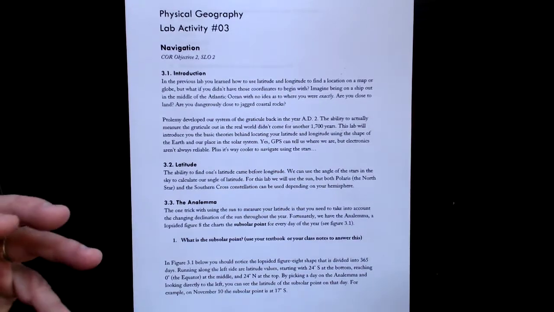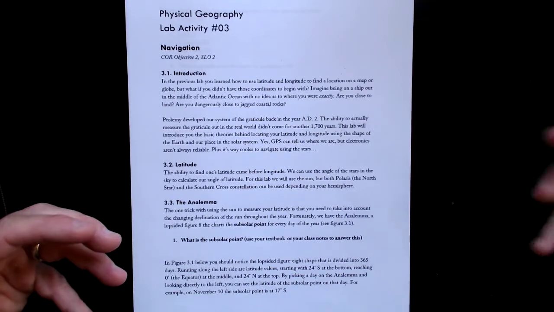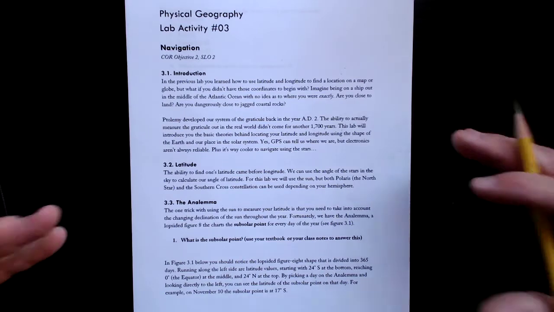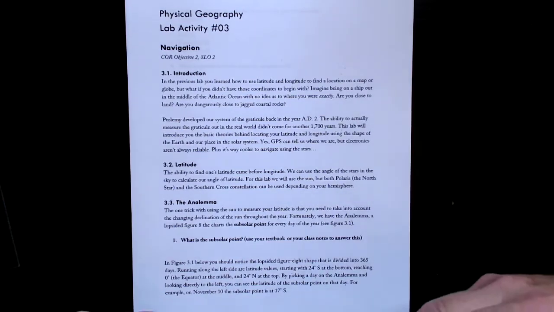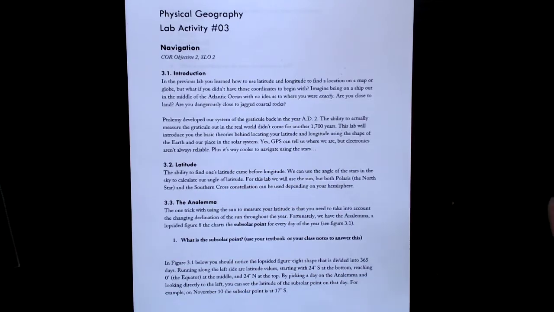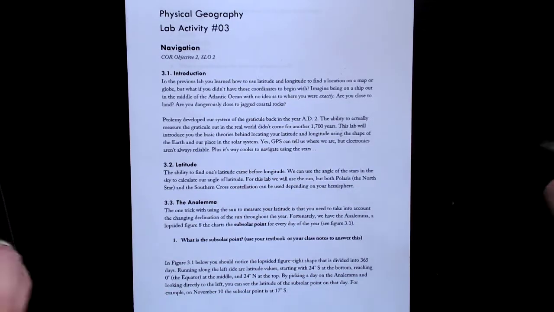Okay? What we're going to be getting into is how to find one's latitude and longitude. So that stuff you studied last time, where you found where you were, all that real basic stuff. Now what we're going to do is figure out, say you're lost somewhere on the planet, you need to figure out where you are. Well, we're going to show you how to do that with this lab.